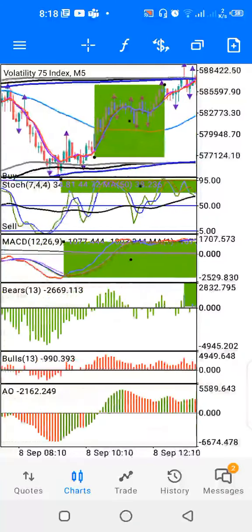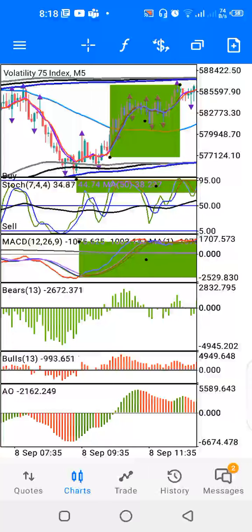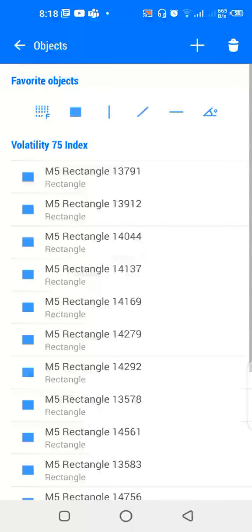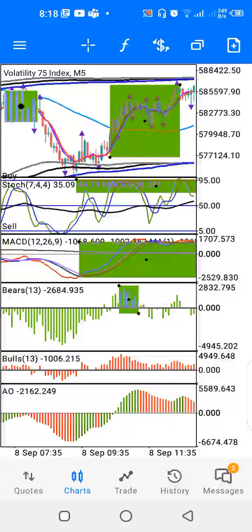And what do we look at? We look at when the BS power indicator bar starts to develop above the 0 level. That's where you start to buy.